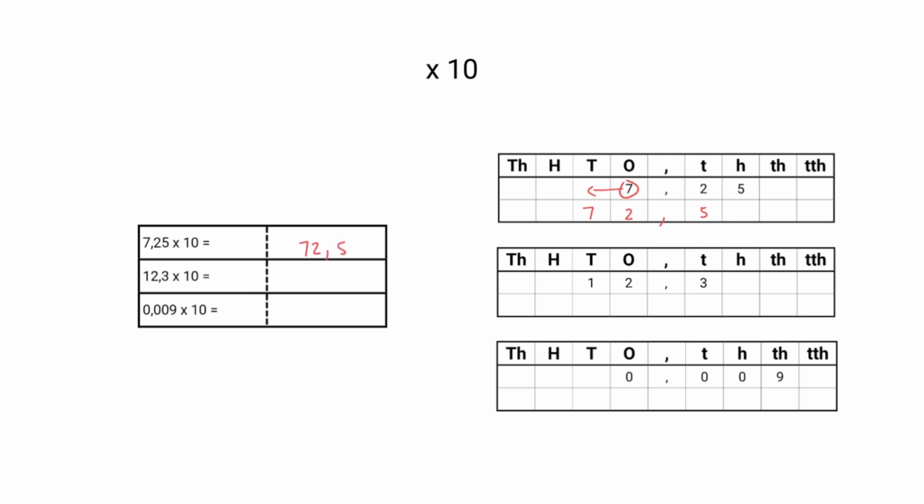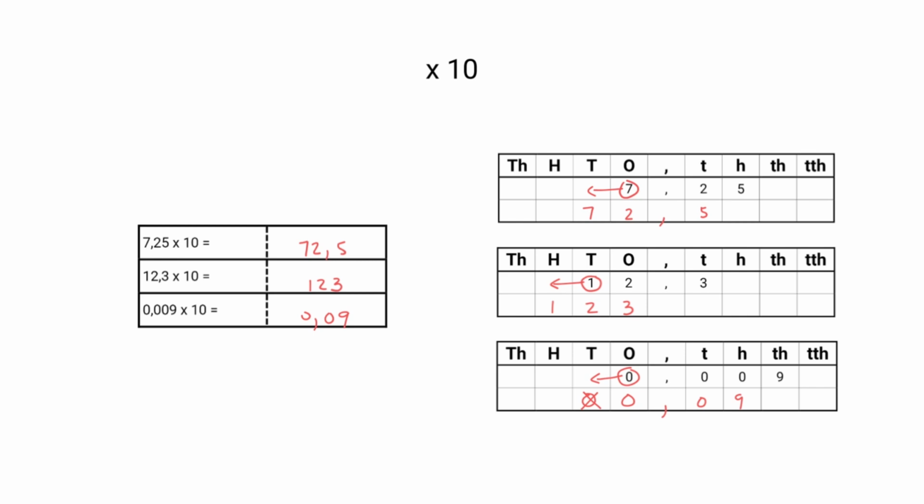If we look at the next one, 12,3, we're going to take the 1, we're going to move it into the hundreds column, one place to the left, and we'll move all our other digits up, so our answer becomes 123. We don't need the comma anymore because all our digits are now to the left of the comma. If we look at the last one, we're going to take this 0 and move it one place over, so it's also going to land up in the tens column. If we line up all our digits, you can see that we don't need that first 0 anymore. So our answer is going to be 0,09.